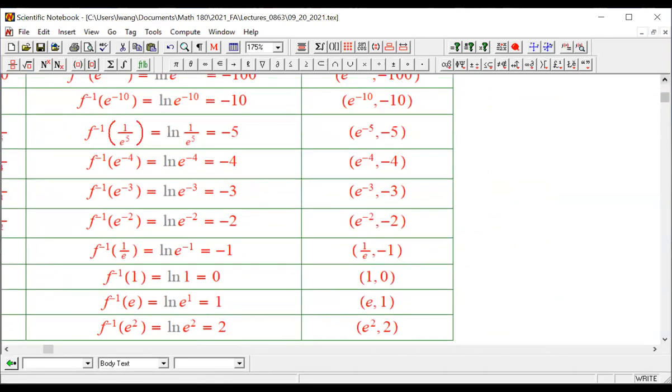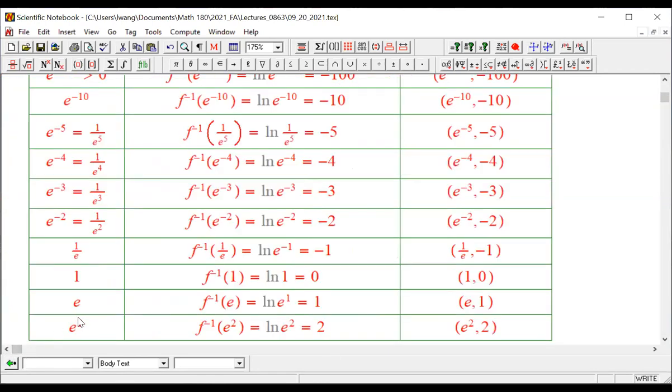Before we graph, did you notice I have arranged the input in what order? In this direction. Is it from larger to small or small to larger? I want to say small to large. Of course, that's right. But let's look at the output.